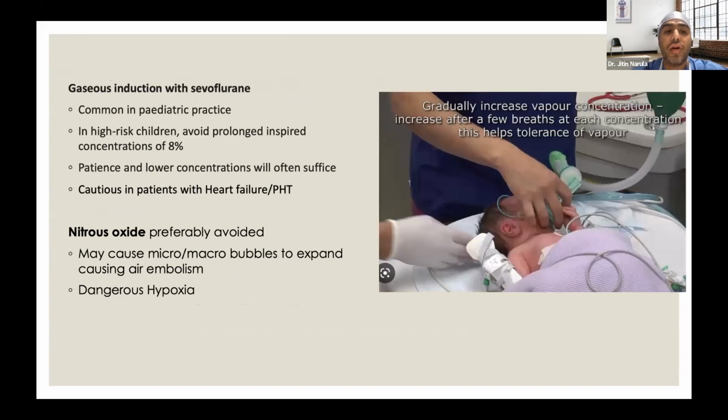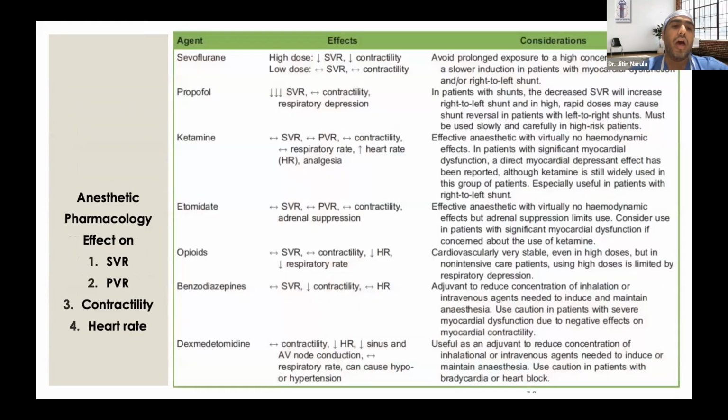Gaseous induction with sevoflurane is common in pediatric practice, but be careful, as these are high-risk children, and they should avoid prolonged inspired concentration of 8%. Lower concentration is usually sufficient, and we should be cautious with gaseous induction in patients with heart failure and pulmonary hypertension. Nitrous oxide is preferably best avoided because it may cause macro bubbles to expand and cause dangerous hypoxia to happen. It's important to have an understanding of various commonly used anesthetics, intravenous and inhalational, with their effect on SVR, PVR, contractility, and heart rate.